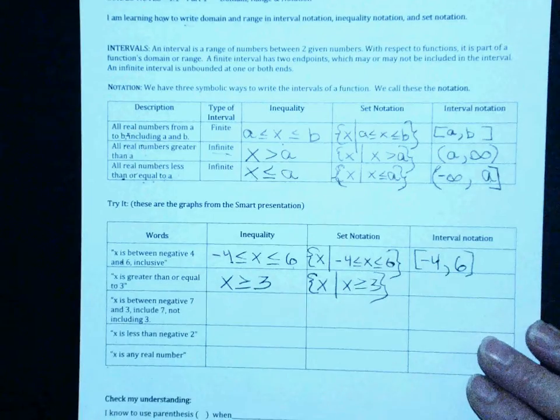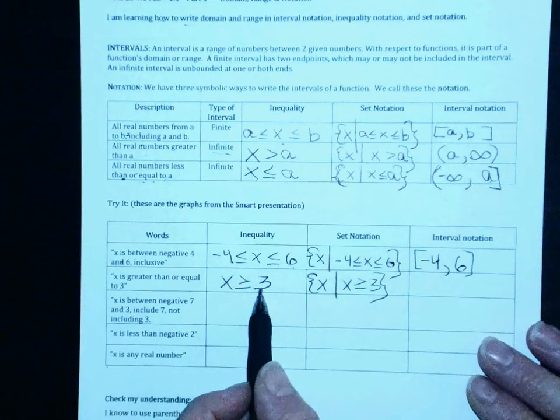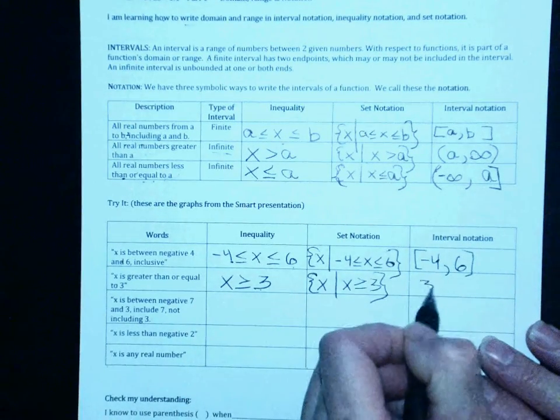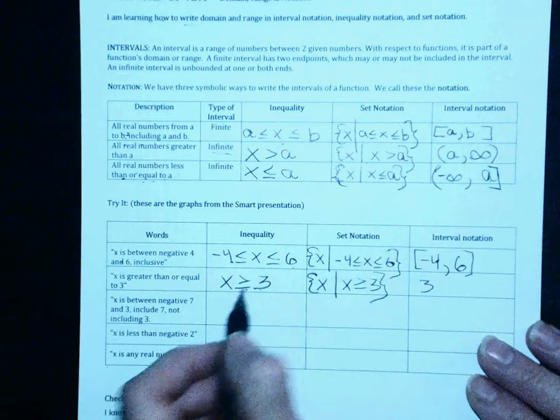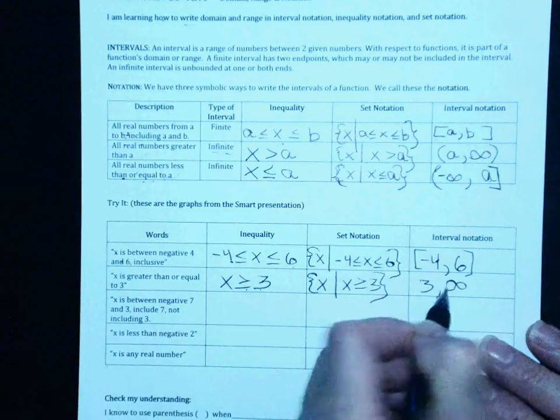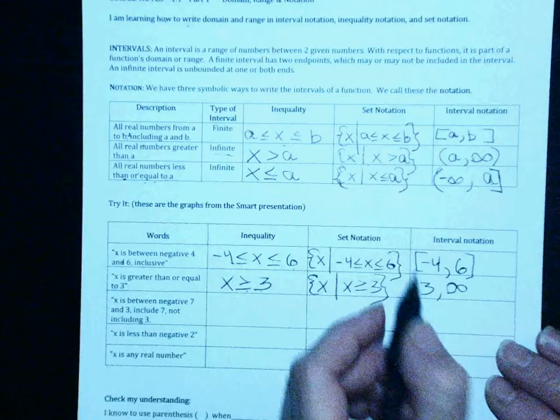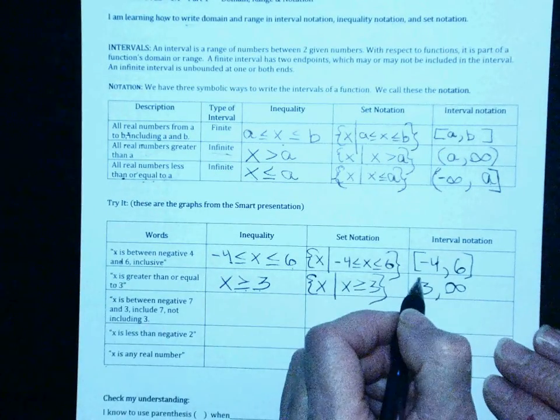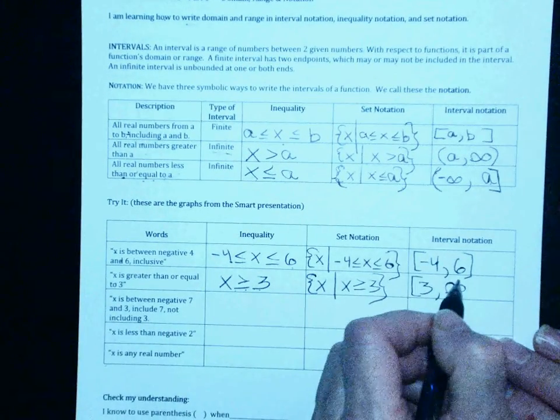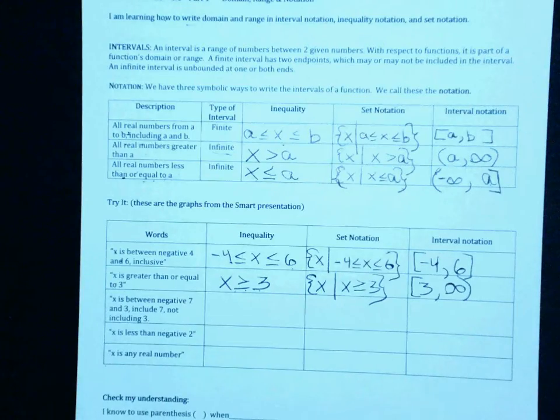In interval notation, everything is bigger than 3, so 3 is the smallest, it comes first. Whenever it's greater than, it's going to be infinity. If it's less than, it would be negative infinity. Greater than or equal to means we're including the 3, but never the infinity.